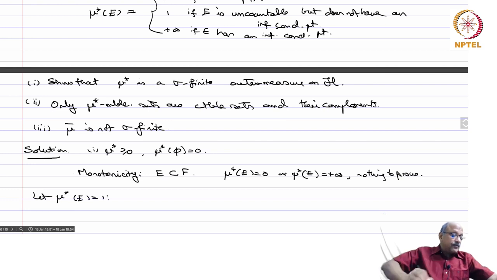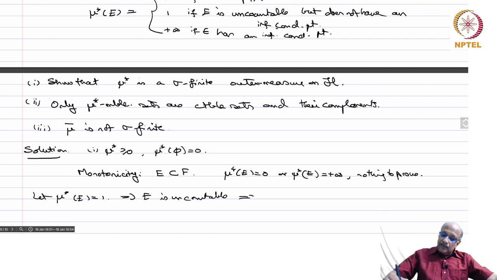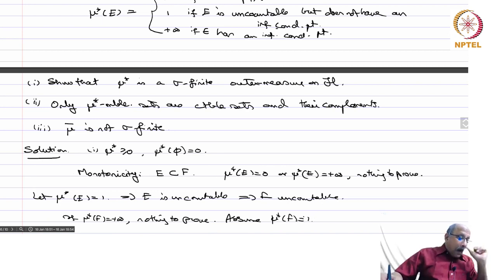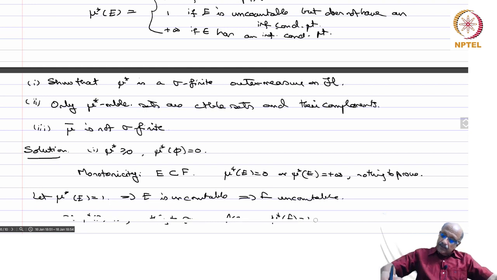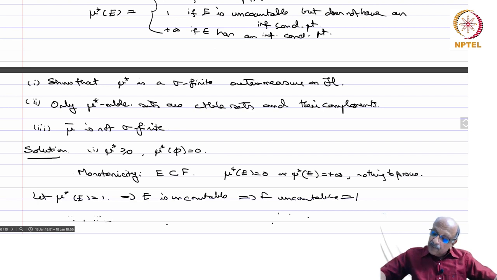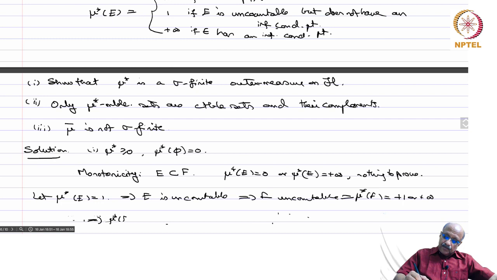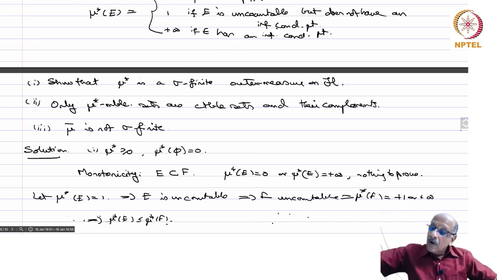So now let mu star of E be equal to 1. Then this implies E is uncountable. This implies that F is also uncountable. So if mu star of F is infinity, nothing to prove. Otherwise mu star of F equals 1, and again there is nothing to prove. This implies mu star of F equals 1 or plus infinity, so again mu star of E is less than or equal to mu star of F. So obviously we have monotonicity.